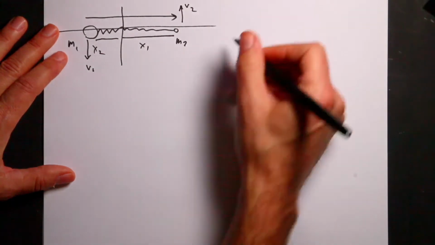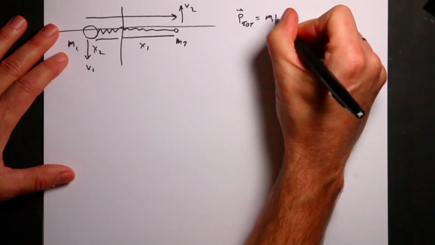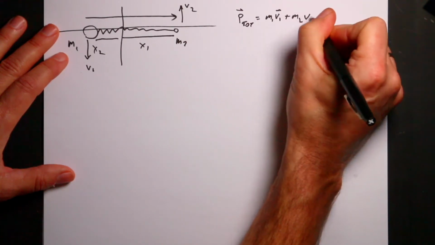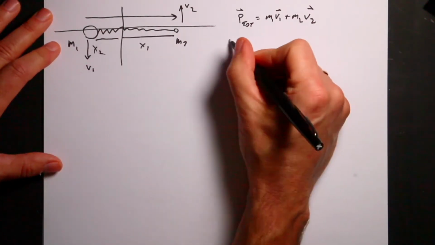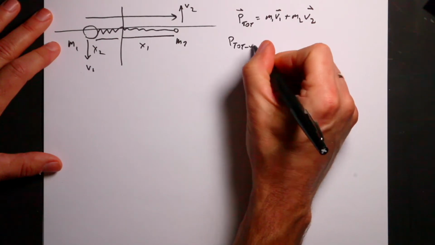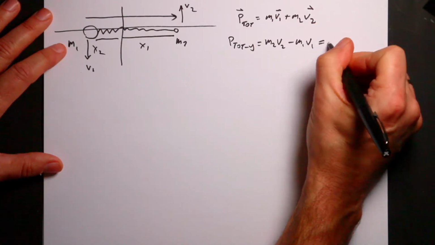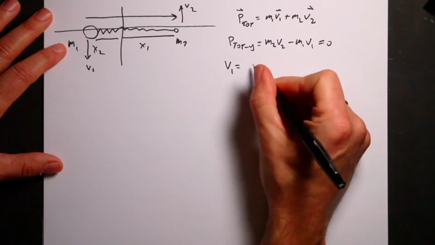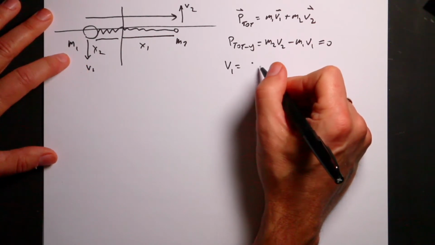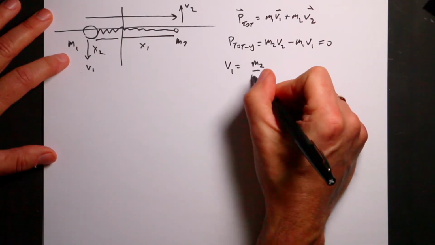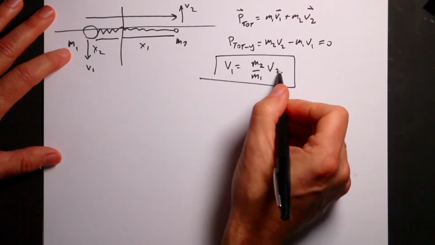I have to have the total momentum as 0, so p total equals m1 v1 vector plus m2 v2 vector. But in the x direction, it's not moving, so the momentum in the x direction is 0. So p total y is going to be m2 v2 minus m1 v1 equals 0. So v1 is going to be, I'm just finding the magnitude, m2 over m1 v2. So now I know v2 and v1. I already said what v2 was. V1 has to be that.